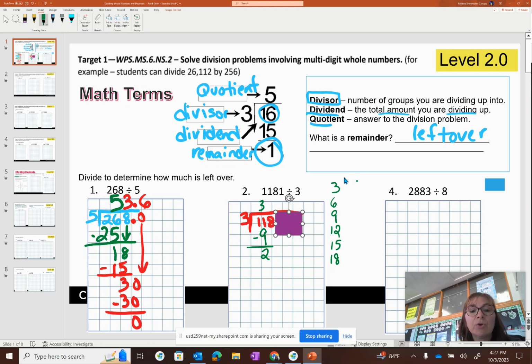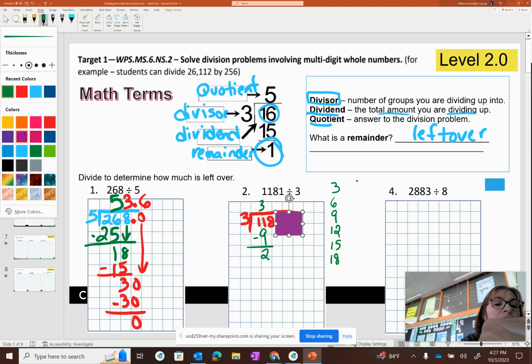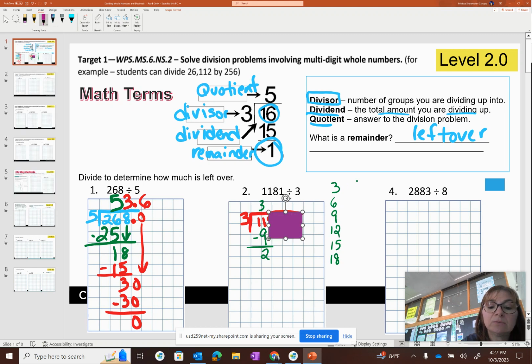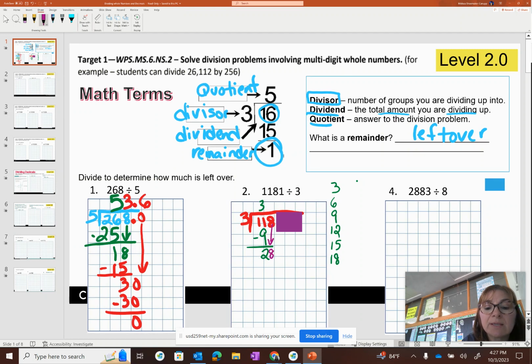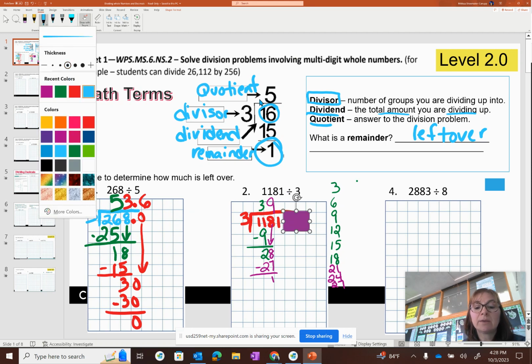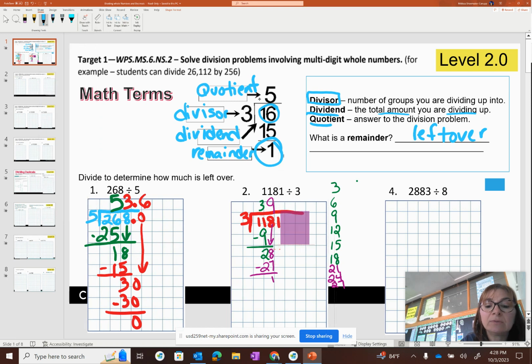Sliding my sticky note over. I need to bring down the 8. Bringing down the 8. How many 3s go into 28? Well, if I keep going here, I know that 3 times 9 is 27. Subtract and get 1. Do I have another number to bring down? Oh, I do. It's the number 1. Going to bring that down.